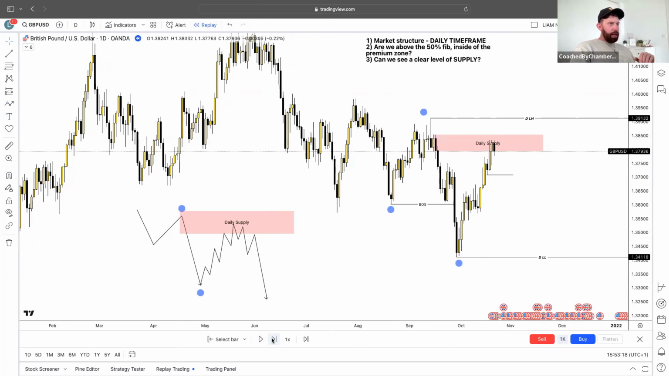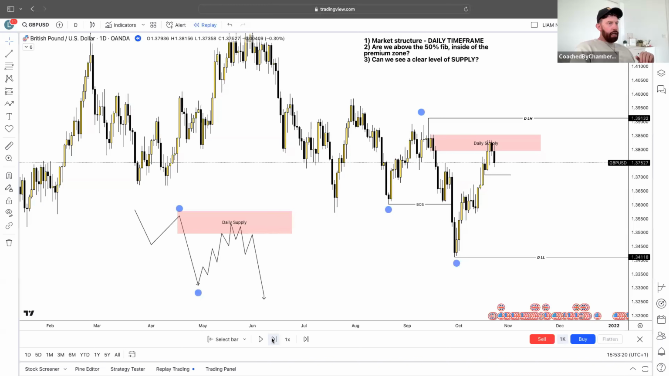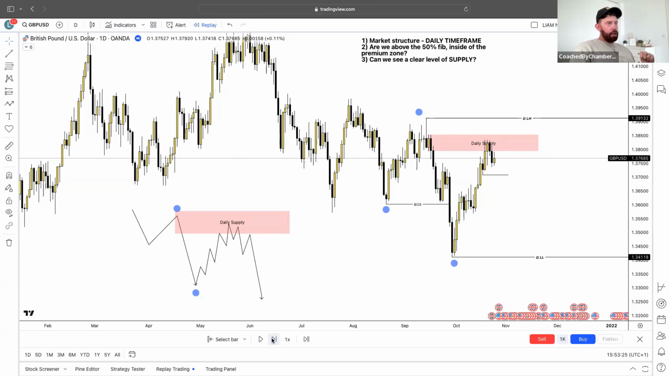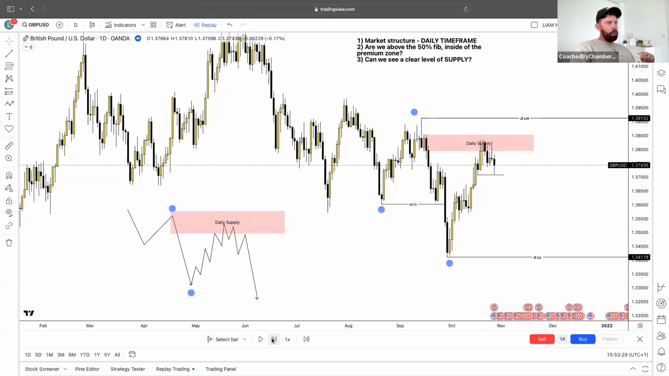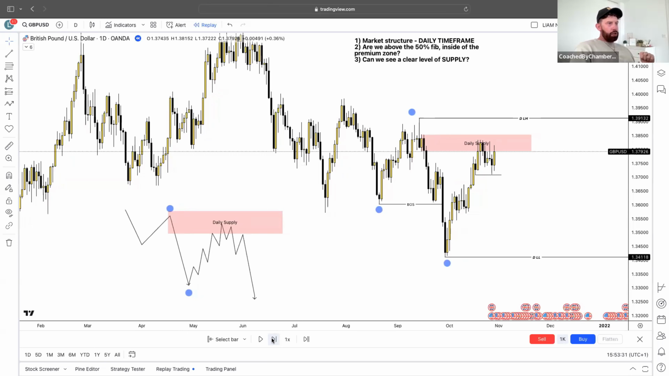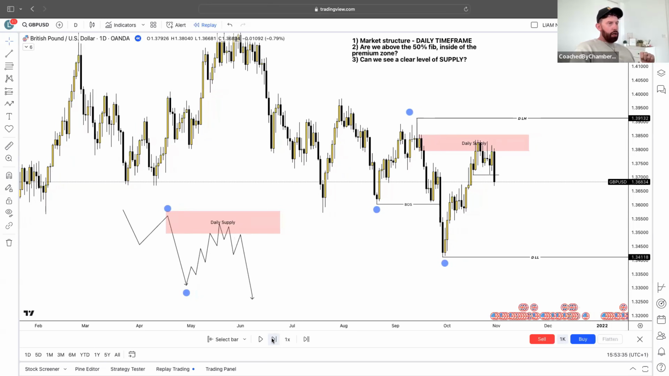So we're still in that daily supply. We're now still in that uptrend. We've just had a pullback. Can we see a break? So we are reacting. We're back in and we are still going up. We're still in this higher low and higher high for our market structure until we get this change of trend.